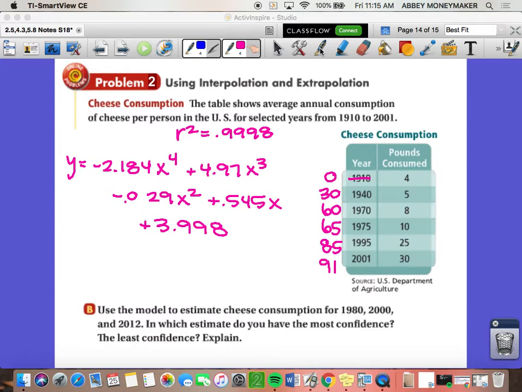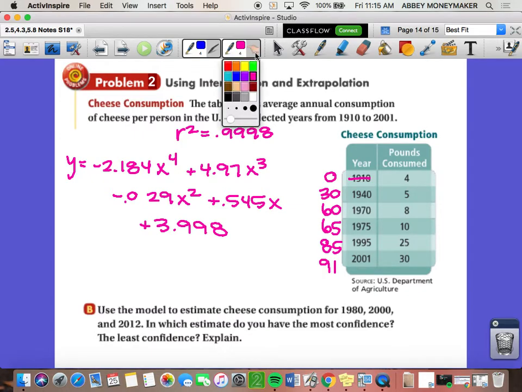So now we want to use the model to predict 1980, 2000, and 2012, right? Well, what would I plug in if I wanted to do 1980? 70, right? What would I do to plug in for 2000? 90, and then what would I do to find 2012? 102? Okay. We know how to do that, yes? I don't need to spend time doing that. What I need to spend time on is talking to you about this last thing. It says, in which estimate would you have the most confidence and the least confidence?